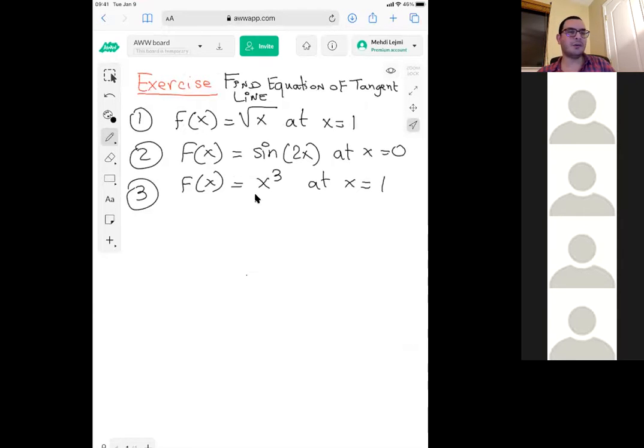And actually, if we want to be precise, this number m in physics would be the instantaneous velocity. It's the velocity at the instant t equal to a, or x equal to a.